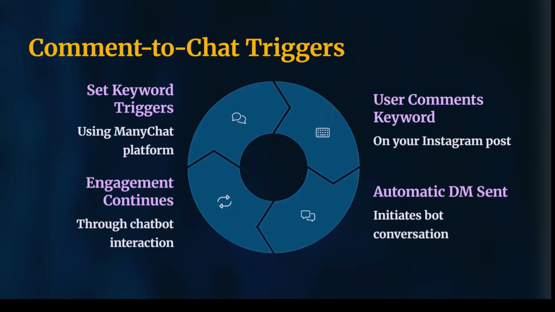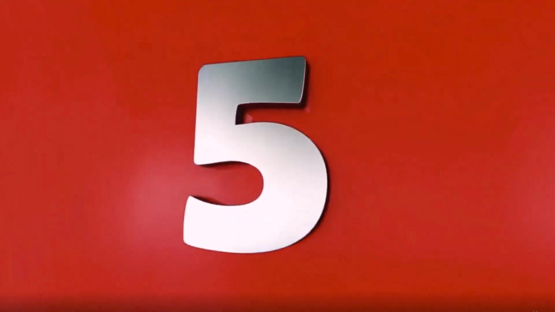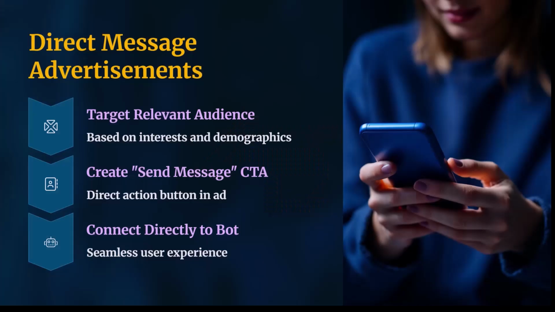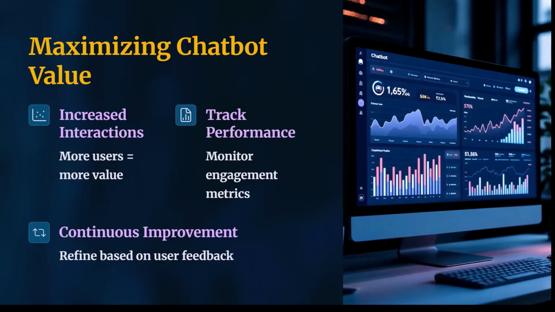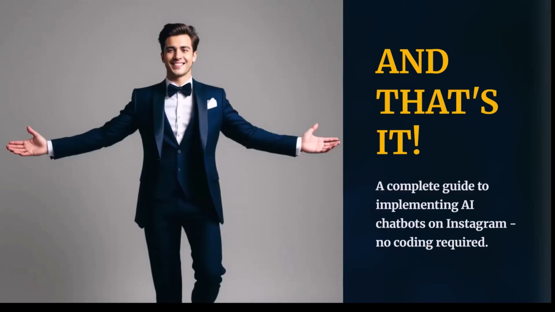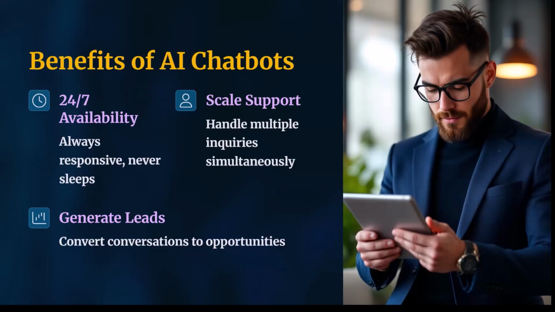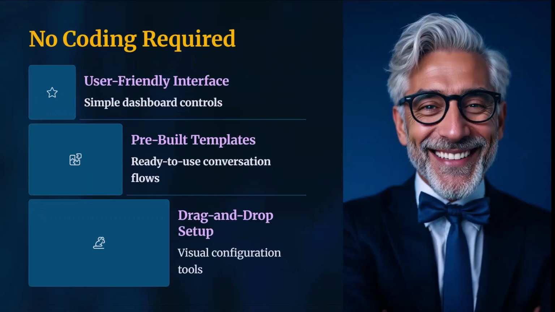4. Comment to chat. Use ManyChat's comment trigger to send a DM when someone comments a keyword on your post. 5. DM ads. Run Instagram ads with send message as the call to action, sending people directly to your bot. The more people interact with your chatbot, the more value you'll get from it. And there you have it, a complete step-by-step guide to setting up a ChatGPT-powered chatbot on Instagram. Whether you're looking to scale support, generate leads, or simply offer 24/7 responses, this tool puts AI in your hands.